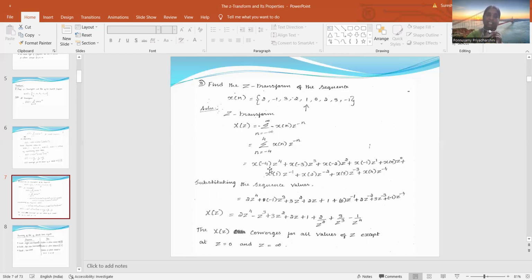By substituting that, x of minus 4 is z to the power of 4, x of minus 3 is z cube, x of minus 2 is z to the power of 2 and x of minus 1 is z to the power of 1. Then on the right hand side, you will have x of 0 z to the power of 0, x of 1 z to the power of minus 1, minus 2, minus 3 and minus 4. By substituting all the values, you get the positive side as well as the negative side. So it will converge for all the values except z is equal to infinity and z is equal to 0, since we have both side sequences.